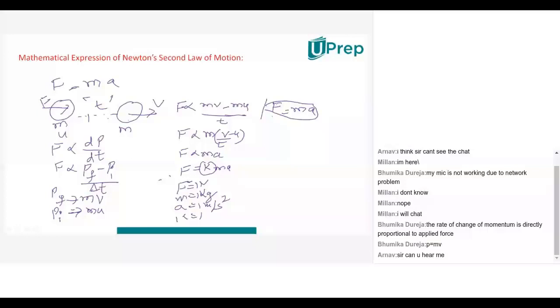Is it clear? Yes, sir. Okay. So this is Newton's second law of motion and finding the value of K also I explained there. So what is the value of K? 1. Good. So the value of K is 1. Now let us solve a few problems, a few exercises and examples, so that I can estimate whether you understood it or not. Okay.